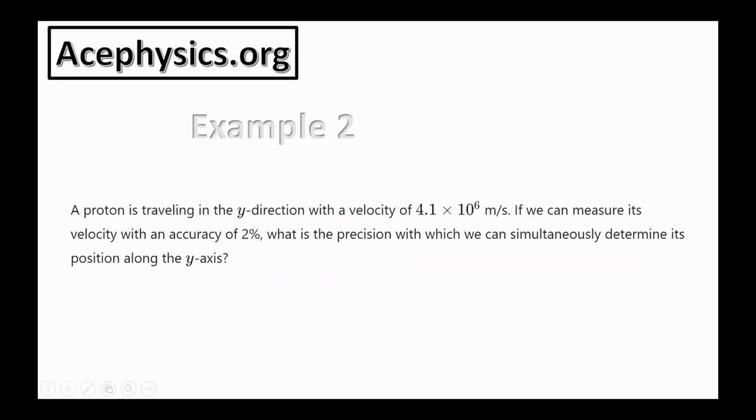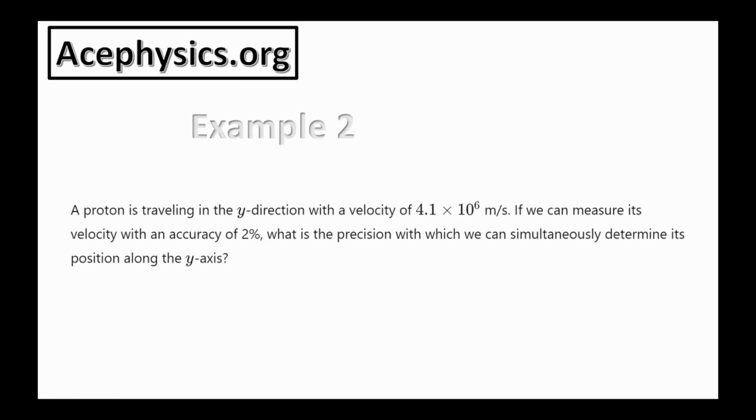Finally, let's move on to example 2. A proton is traveling in the y direction with a velocity of 4.1 times 10 to the 6 meters per second. That's a little bit quicker than I can run. If we can measure its velocity with an accuracy of 2%, what is the precision with which we can simultaneously determine its position along the y-axis?